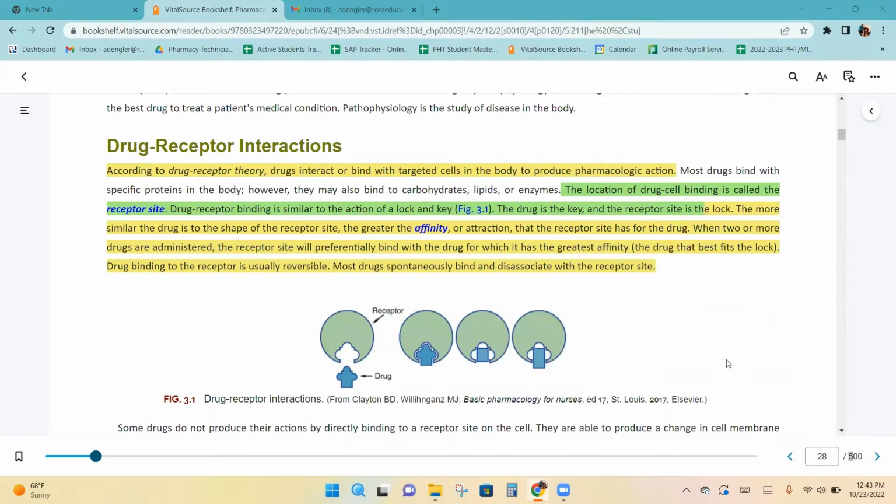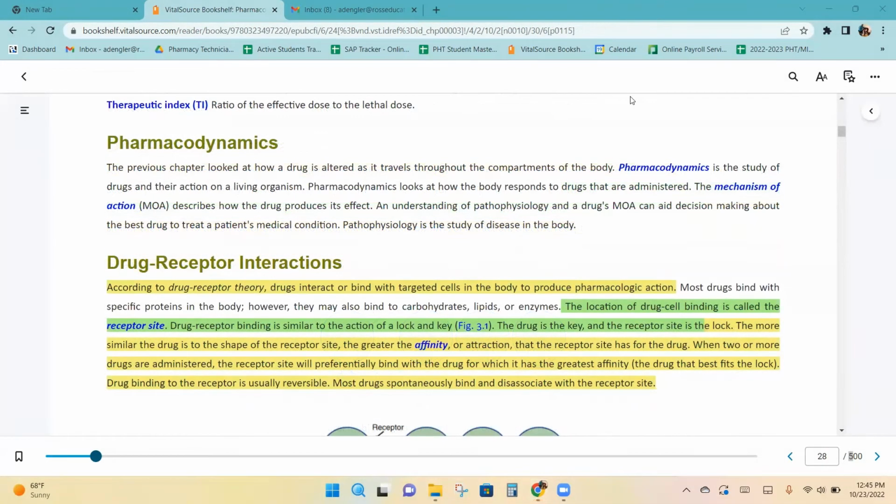According to drug receptor theory, drugs interact or bind with targeted cells in the body to produce pharmacological action. Most drugs bind with specific proteins in the body. However, they may also bind to carbohydrates, lipids, or enzymes. The location of drug cell binding is called the receptor site. Drug receptor binding is similar to the action of a locking key.